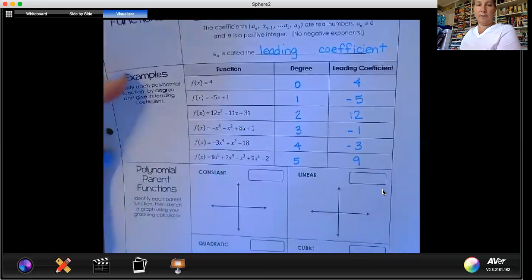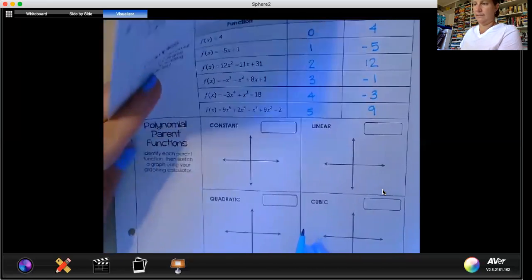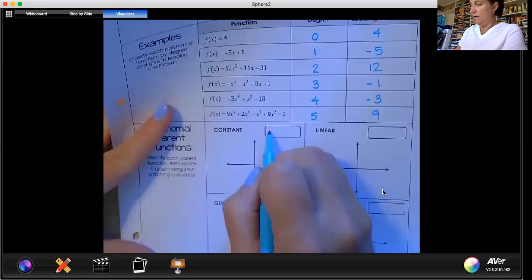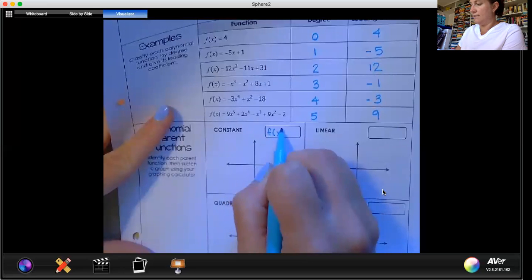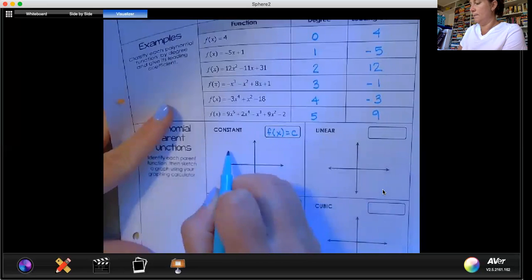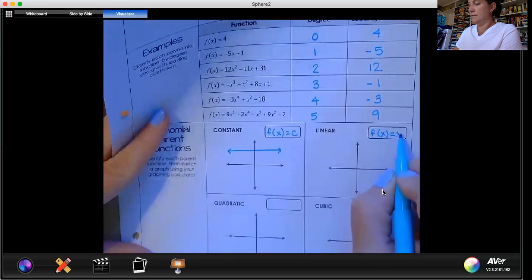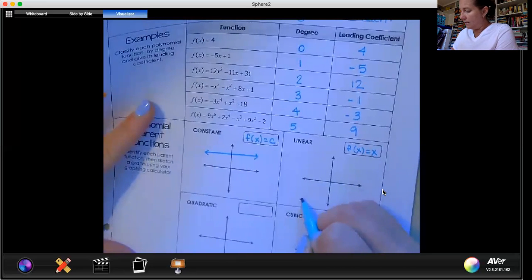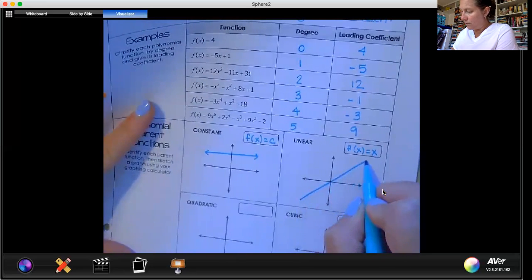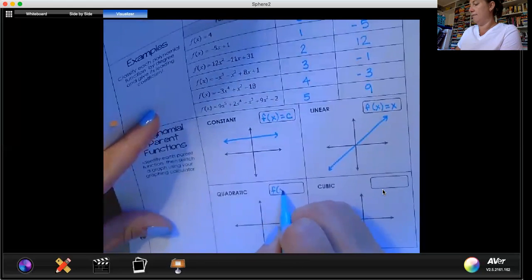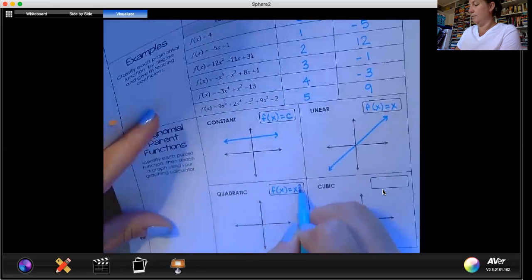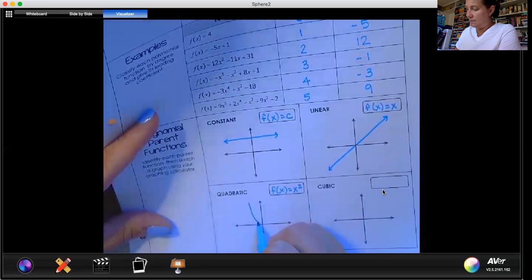And now we're going to do some polynomial parent functions. We have done these, so this should all be a review. A constant is just f of x equals a number we'll call c. It has a horizontal line. Linear, f of x equals x. It is your diagonal line through the origin and through quadrants 1 and 3. Quadratic, f of x is x squared, is your upward facing parabola that goes through your origin.